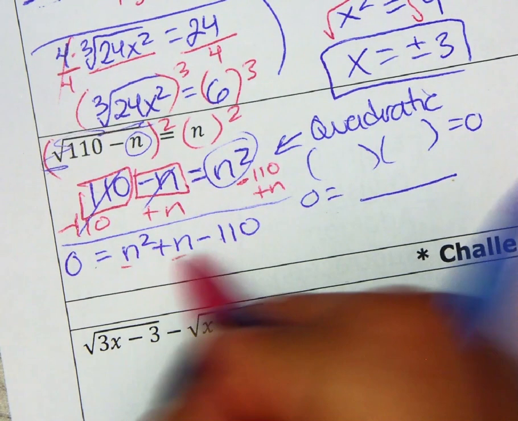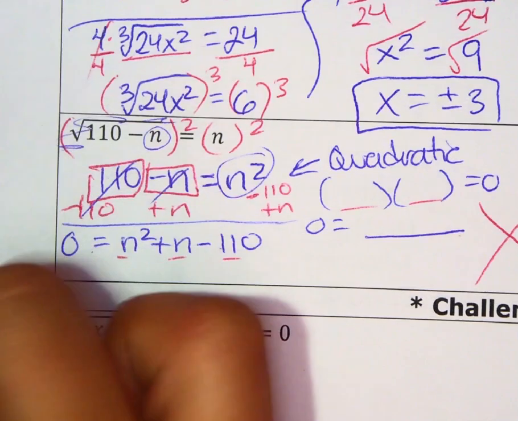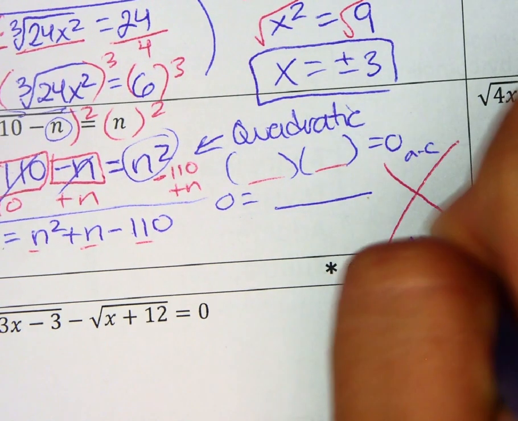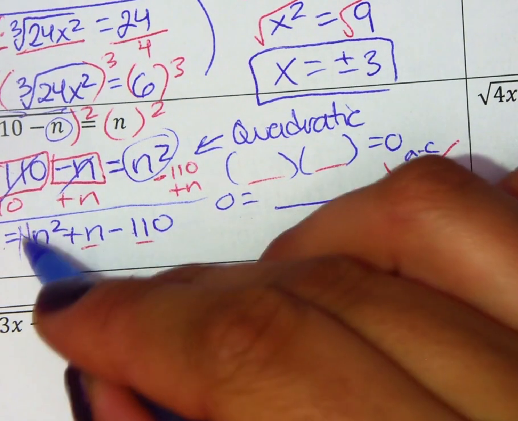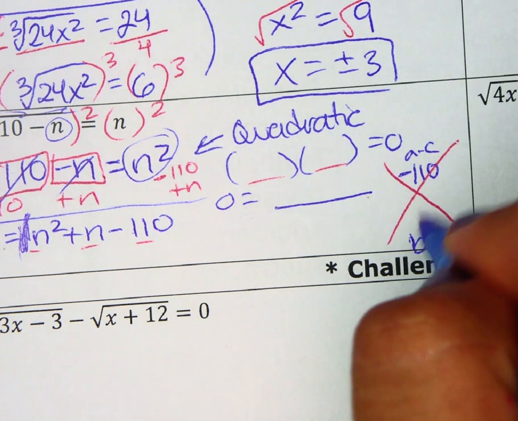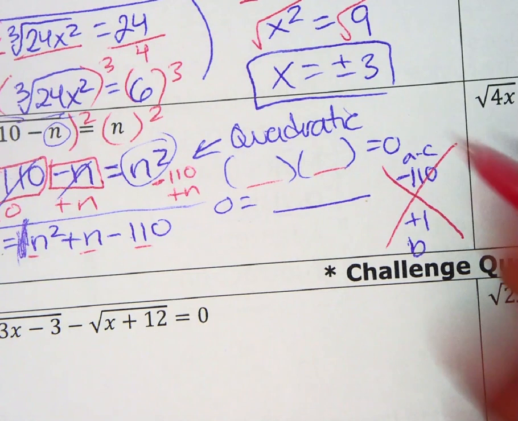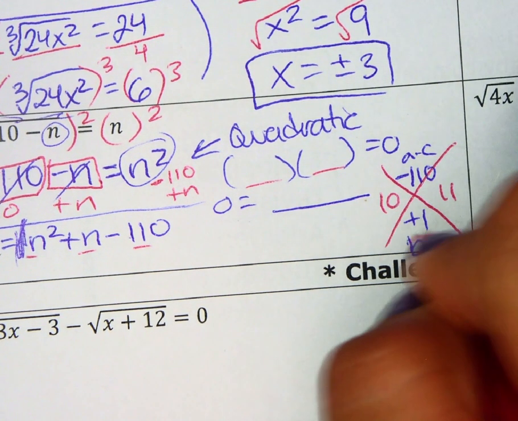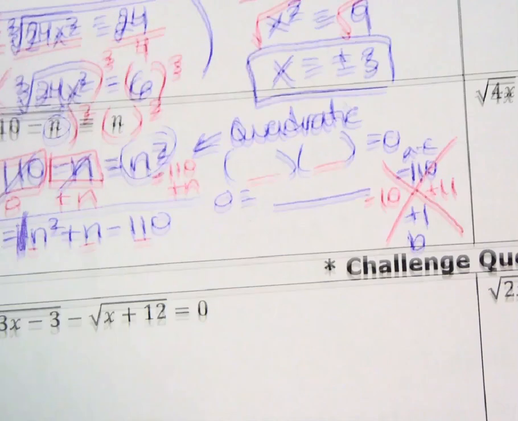So this is a trinomial that could become two factors if we do the x. The x means we're going to use the strategy of a times c on the top and b on the bottom to find what these factors are. A times c is 1 times negative 110, so that's negative 110. B value is positive 1. So what two numbers do you multiply to get 110? That will be 10 and 11. To get positive 1, you subtract 10 from positive 11.